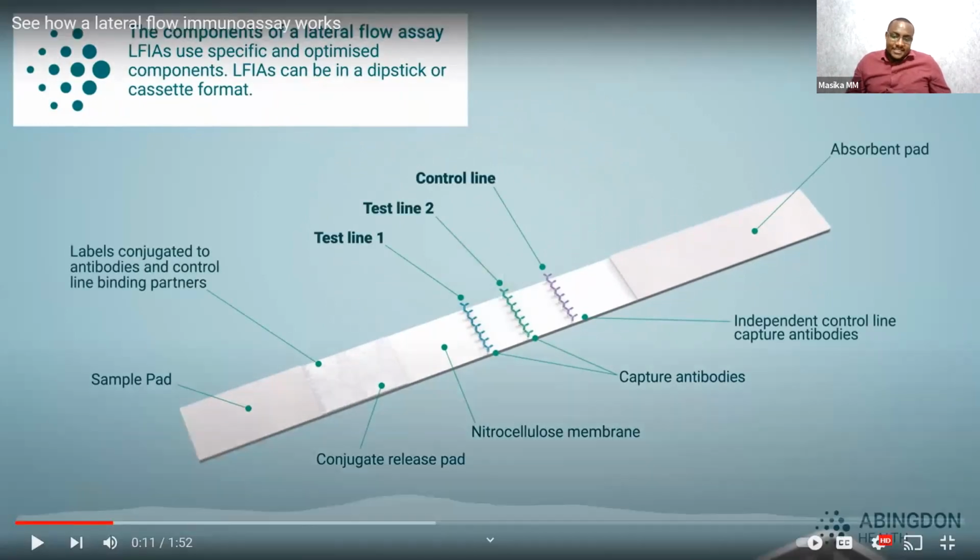So I know this video is fast, so I just paused it for you to look at all the components. You can see you're starting with the sample part, with the conjugate release part. You have test line 1, test line 2. This means you have more than one target. You have a control, and then an absorbent part, which absorbs extra sample. Remember, if you are putting capture antibodies here, they could be looking for a specific antigen in the sample. Maybe in the sample, you want to see if there's NS1 or, say, an Ebola protein or another antigen. So they will be captured by these antibodies.